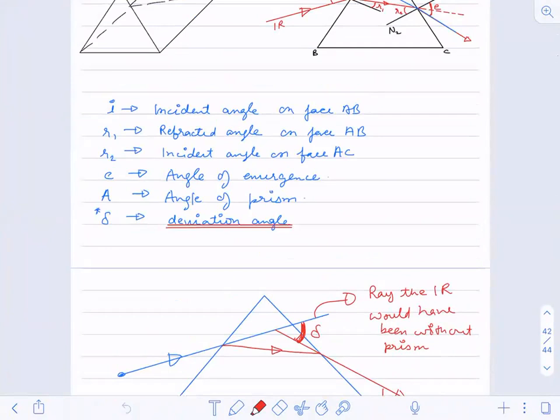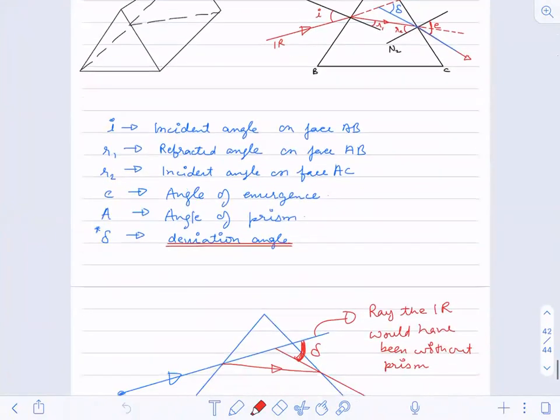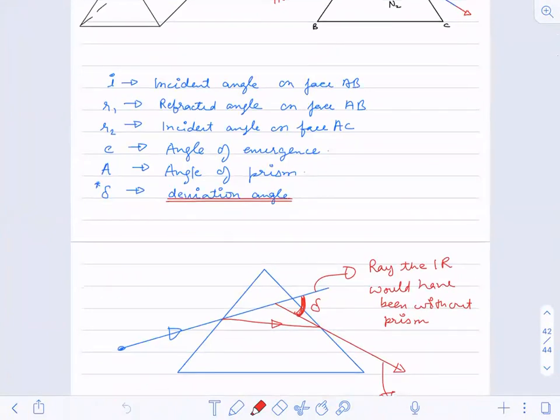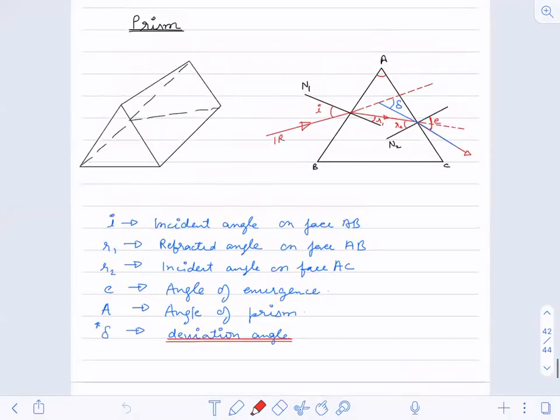So last class we had studied the prism, and we had seen its terms. We had already seen its incident angle, the two angles within it, R1 and R2, the emergence angle, and the angle of deviation. We have already seen these terms.